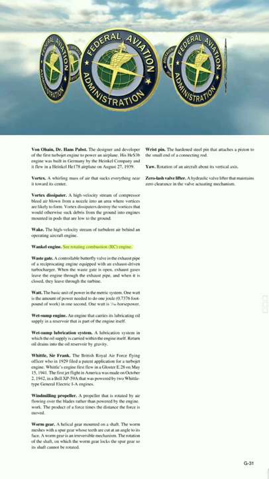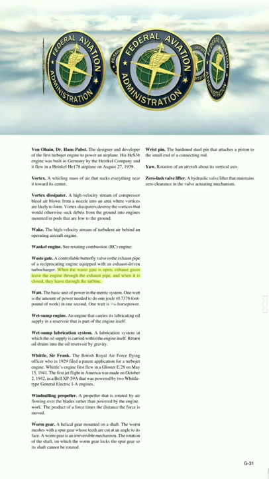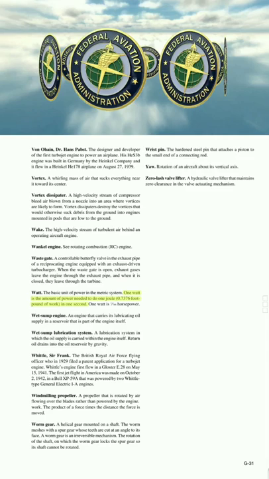Wastegate. A controllable butterfly valve in the exhaust pipe of a reciprocating engine equipped with an exhaust-driven turbocharger. When the wastegate is open, exhaust gases leave the engine through the exhaust pipe, and when it is closed, they leave through the turbine. Watt. The basic unit of power in the metric system. 1 watt is the amount of power needed to do 1 joule (0.7376 foot-pound) of work in 1 second. 1 watt is 1/746 horsepower.